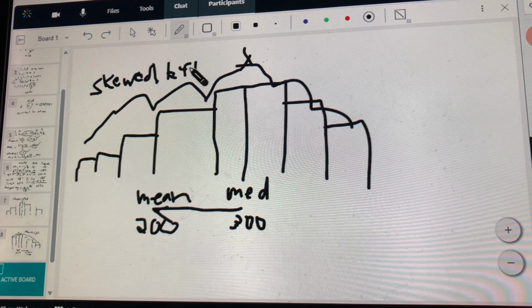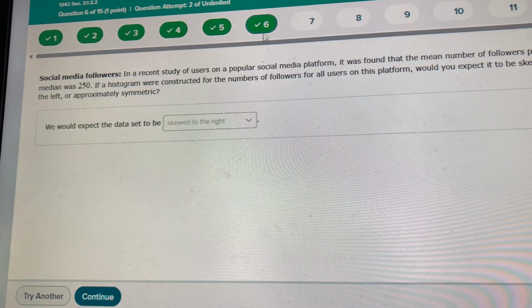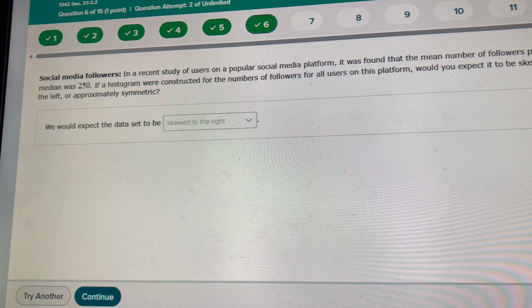So in problems like number 6, they'll tell you the mean first and the median second. If they're roughly equal, you definitely say symmetrical. And if the mean is bigger than the median, it's skewed right. If it's smaller, then it's skewed left.